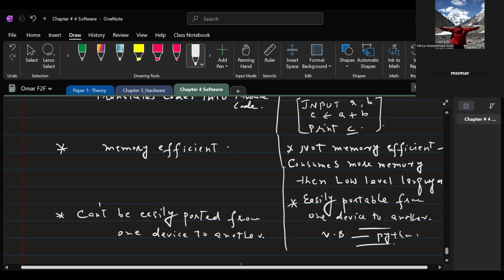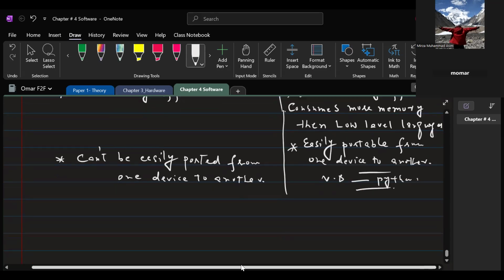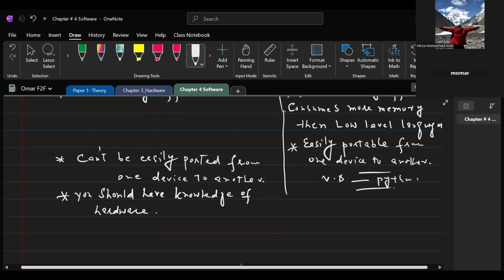Okay, very important point: before you write a program in a low level language, you should have knowledge of hardware. That is a requirement.